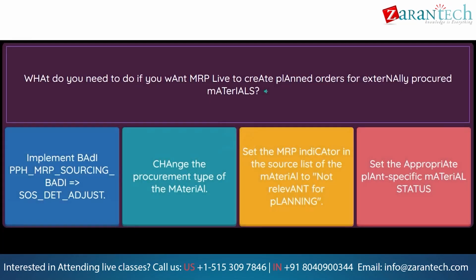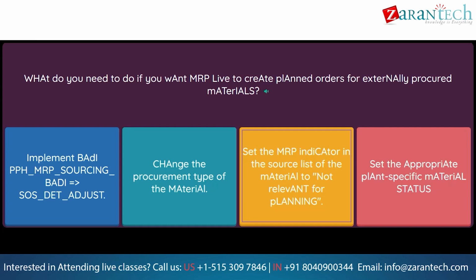Question, what do you need to do if you want MRP Live to create planned orders for externally procured materials? Option 1, implement BAdI PPH_MRP_SOURCING_BADI equals SOS_DET_ADJUST. Option 2, change the procurement type of the material. Option 3, set the MRP indicator in the source list of the material to not relevant for planning. Option 4, set the appropriate plant-specific material status.